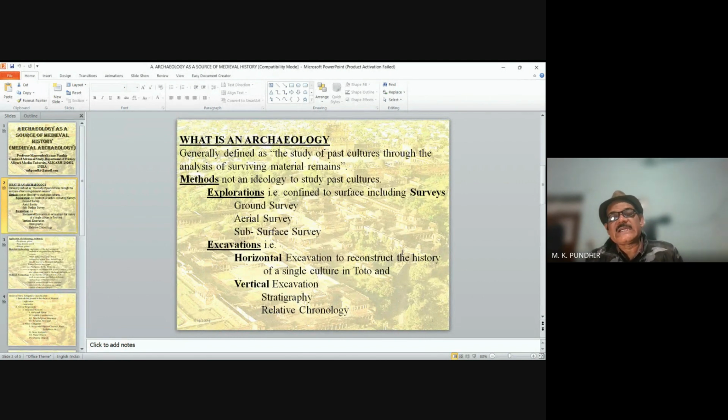Archaeology especially consists of two methods everybody knows: first exploration and second excavation. Exploration may or may not lead to excavation, but excavation is always preceded by exploration. Exploration means when you study the surface, and it is generally dominated by surveys: ground survey, aerial survey, subsurface survey.